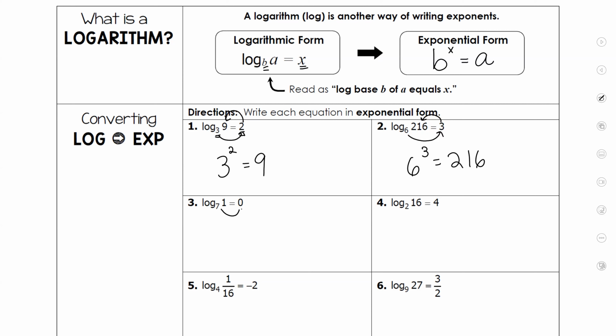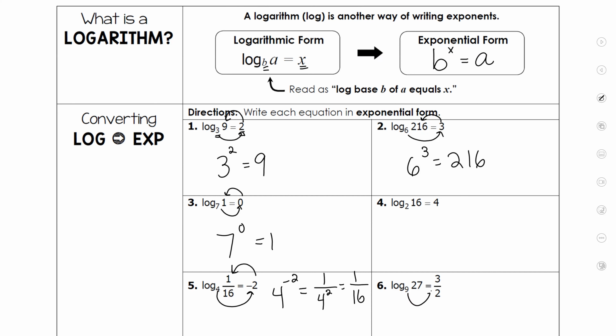7 to the power of 0 will give you 1. Okay, let's do a more complicated one. So down here, I have 4 to the power of -2. And if you remember the rules, to make this a positive exponent, you put it in the denominator. This becomes 1/16, which is what my answer was.